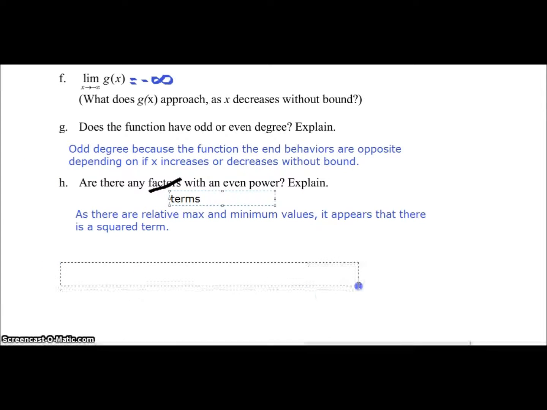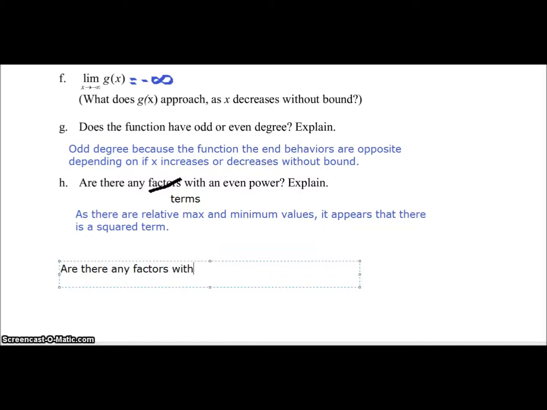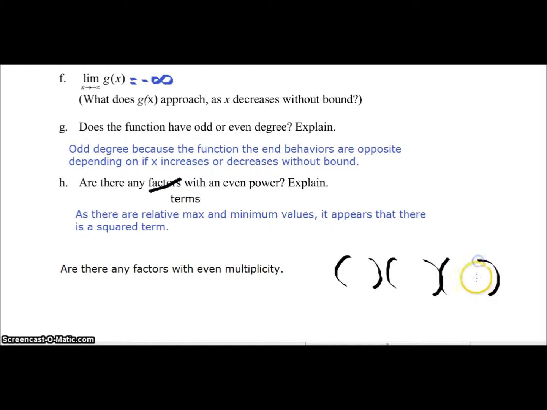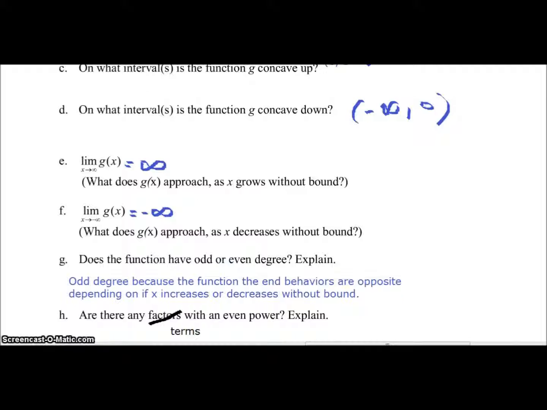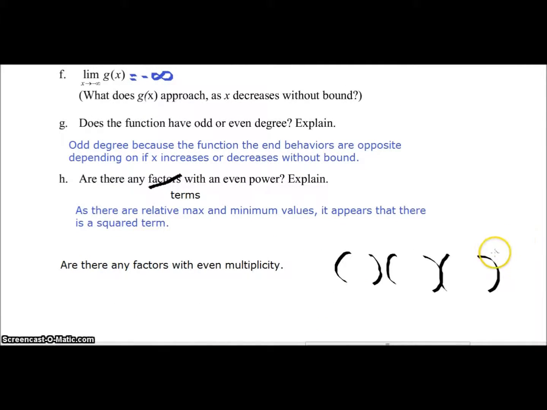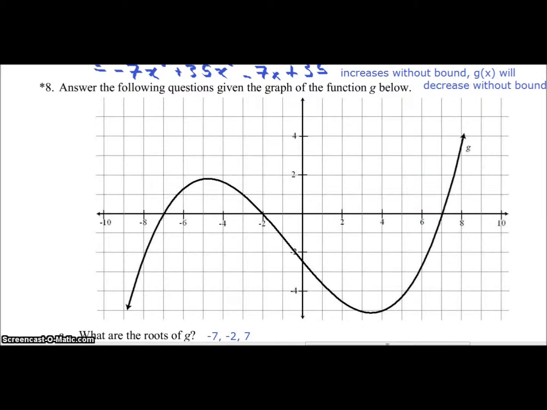Some of you guys might have a different question on your worksheet. Are there any factors with even multiplicity? I think maybe. Meaning if we take our polynomial and we somehow factor it, are there any factors with an even degree, like something squared? Let's look at our graph for a second.